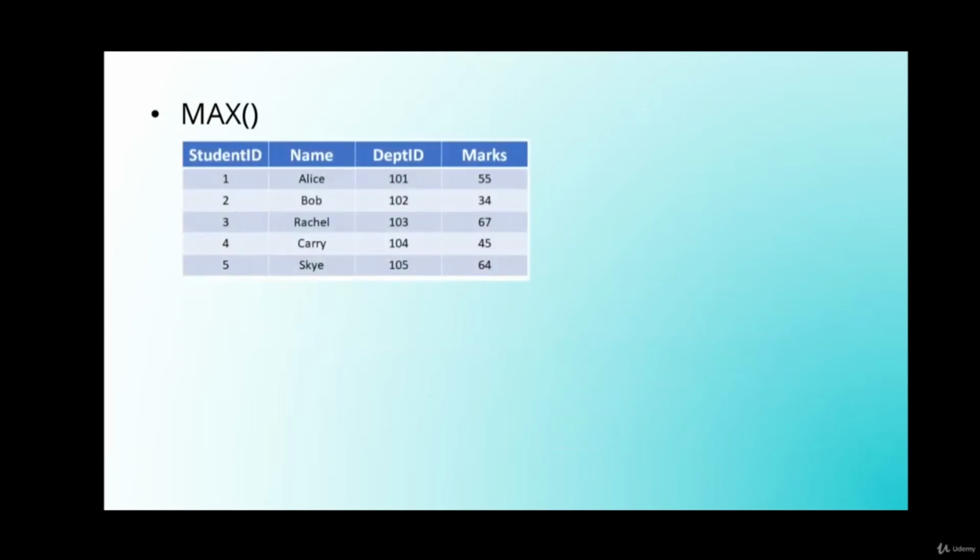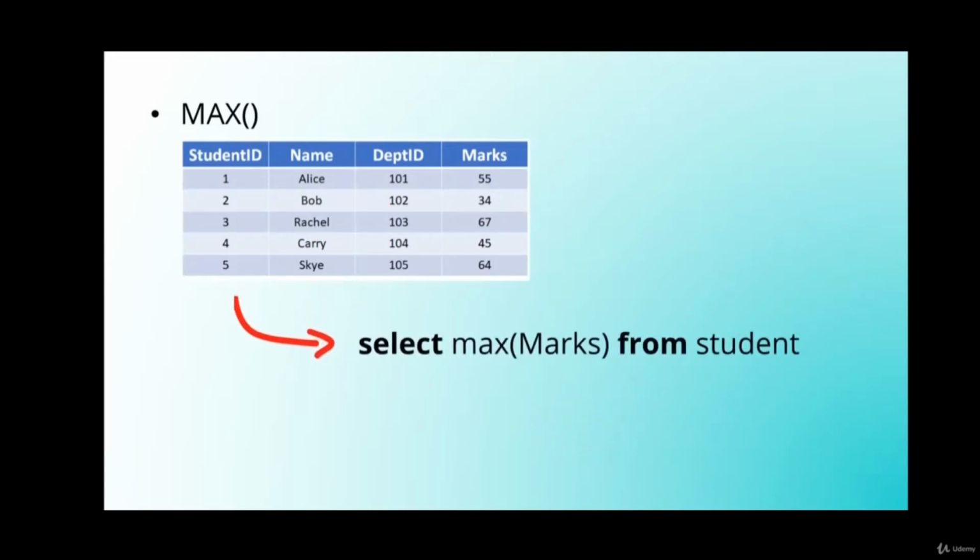Next is max. In this case, we can find the maximum marks that are scored by a particular student. In the query, just in place of min, we have to write max this time. Rest everything remains the same. So the query is select max marks from student and it will display the maximum marks that are scored by a particular student. In this case, the maximum marks are 67, which are scored by Rachel.